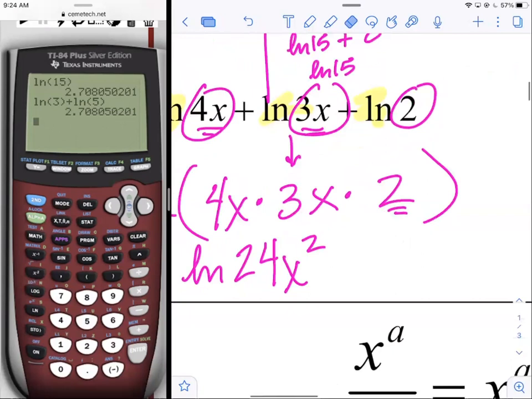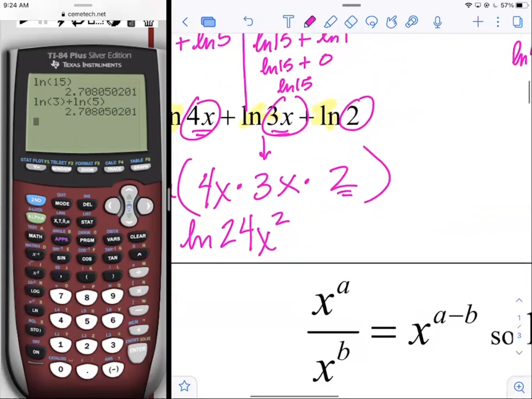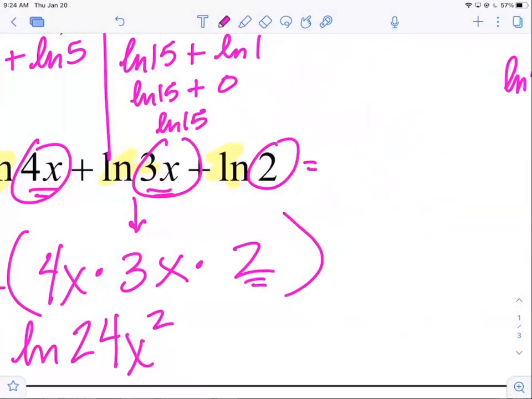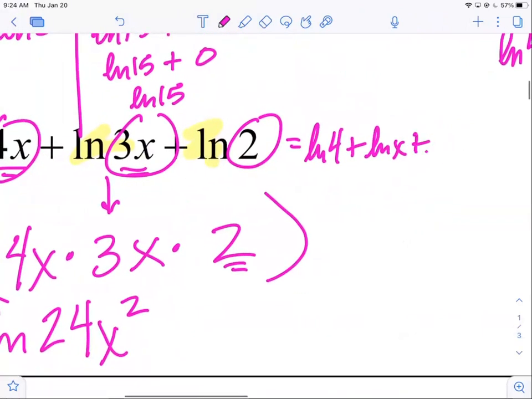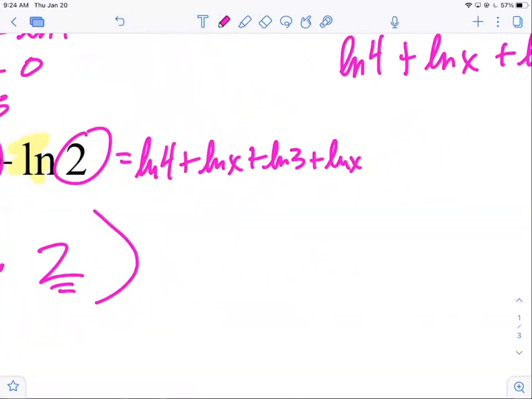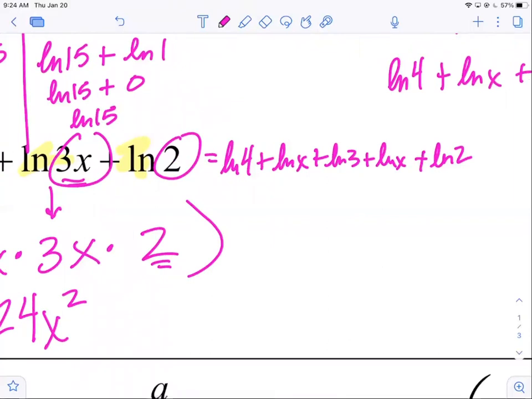All right, now let's see if we get the same thing if we would have expanded it all the way. If I continue to expand this, I'll move left to right this time. It's the natural log of 4 plus the natural log of x, right? Plus the natural log of 3 plus the natural log of x minus the natural log of 2, minus the natural log of 2. Plus the natural log of 2. Oh, yeah, I covered it up.